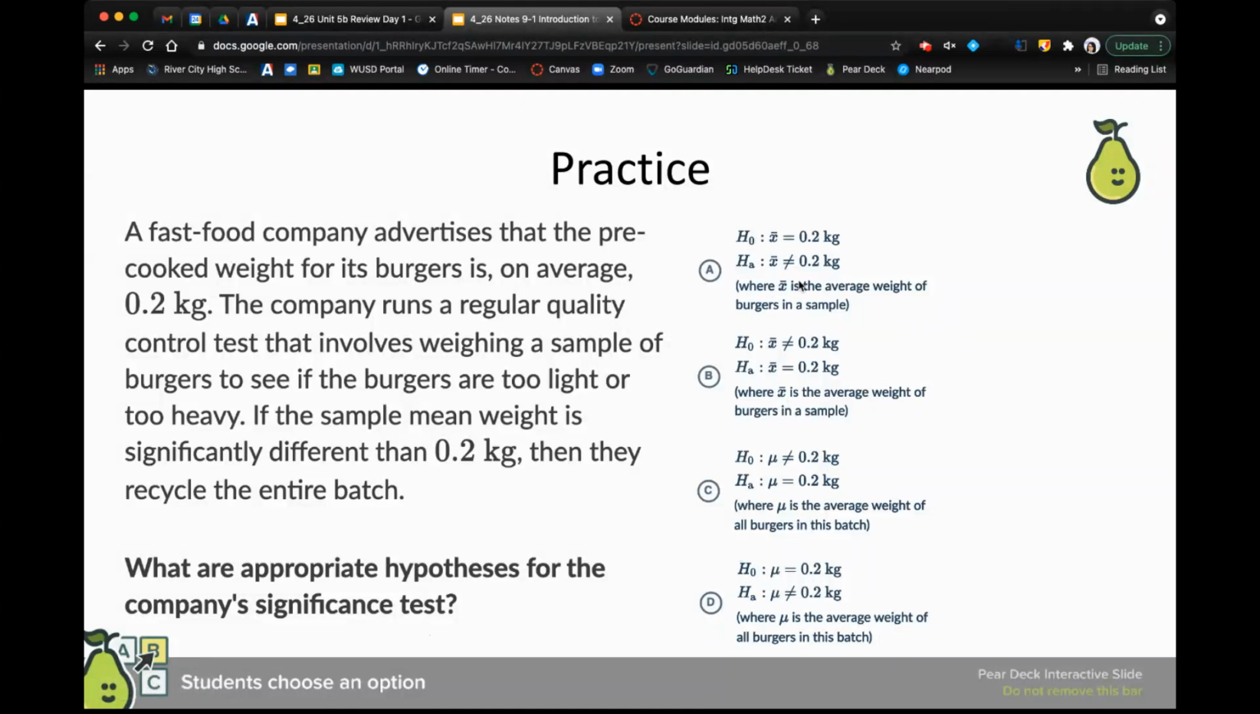So just by scanning this, I know that I can eliminate A and B because they're not using the parameter in the null and alternative hypothesis. They should be using mu since this is a problem about means. Looking at these two, the only difference is basically that the null and alternative hypotheses are switched. Well, remember your null hypothesis always involves an equality of some sort, which means that D is the correct answer.